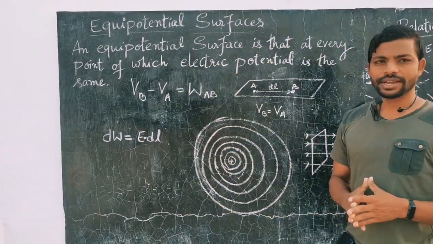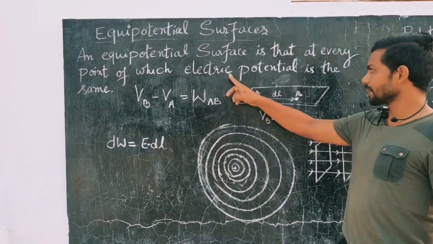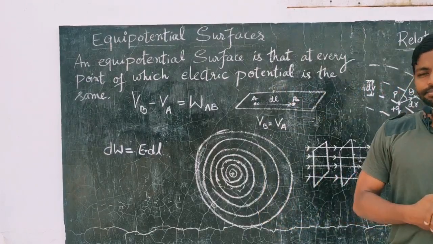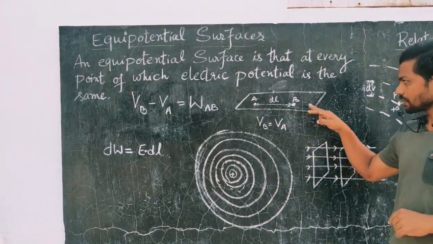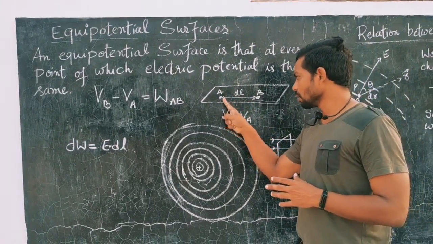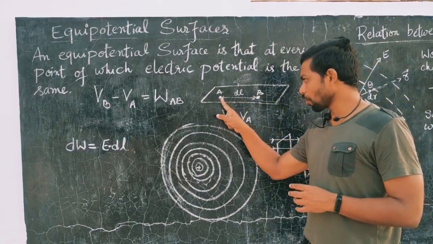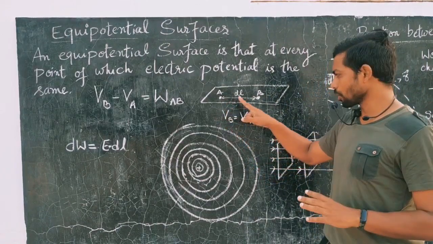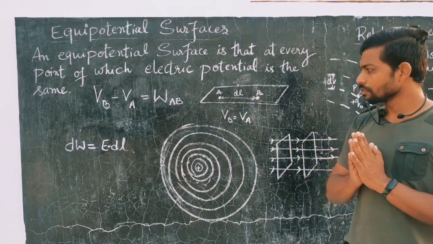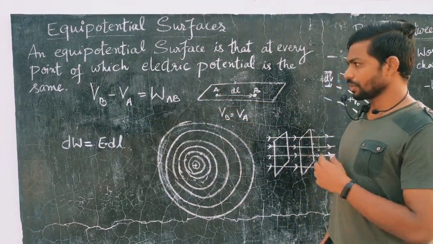Let's look at the definition. An equipotential surface is that at every point of which electric potential is the same. What it means is, let's consider a surface, and on that surface, if we consider 2 points, I will find potential at point A something and potential at point B something, and both should be the same. Then we can call this surface an equipotential surface.